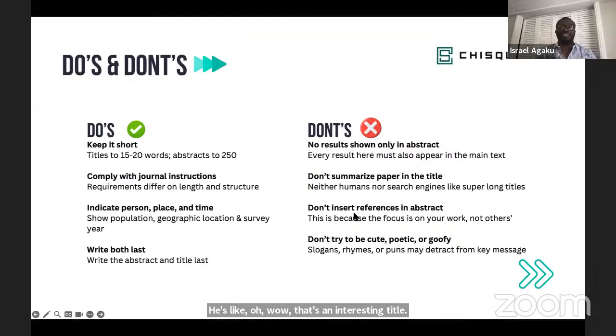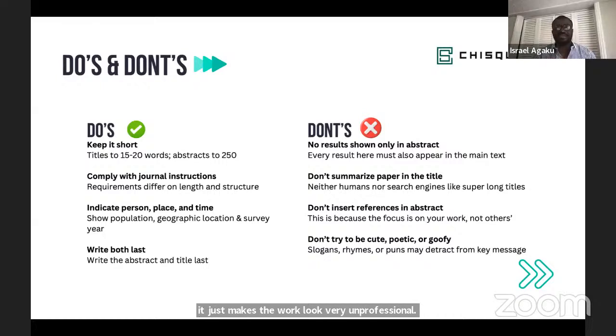Don't insert references in the abstract, because the abstract is supposed to focus on your work, not on the work of other people. And please don't try to be cute or goofy in the title. Some people try to introduce poems or rhymes, and it just makes the work look very unprofessional, and it detracts from the seriousness of the work.